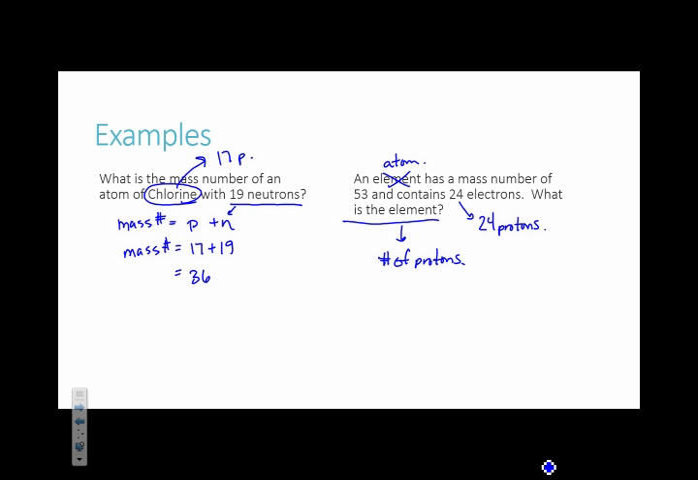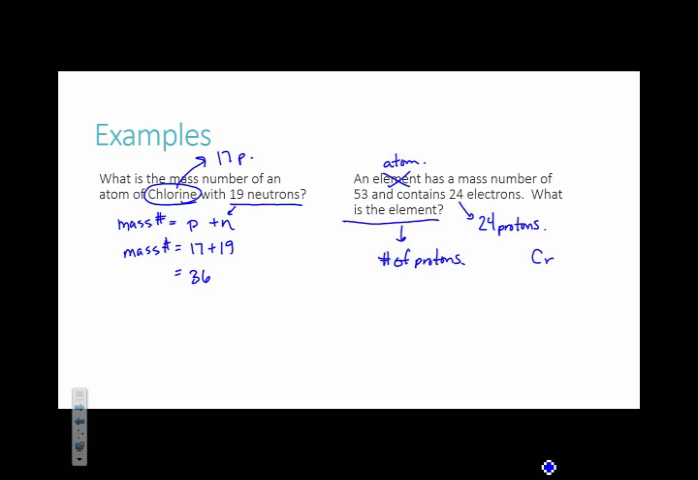And that's actually all I need to figure out the element. I didn't really need the mass number information for this particular problem, because an element with 24 protons would be chromium. And I know that by just knowing the atomic number and using the periodic table.